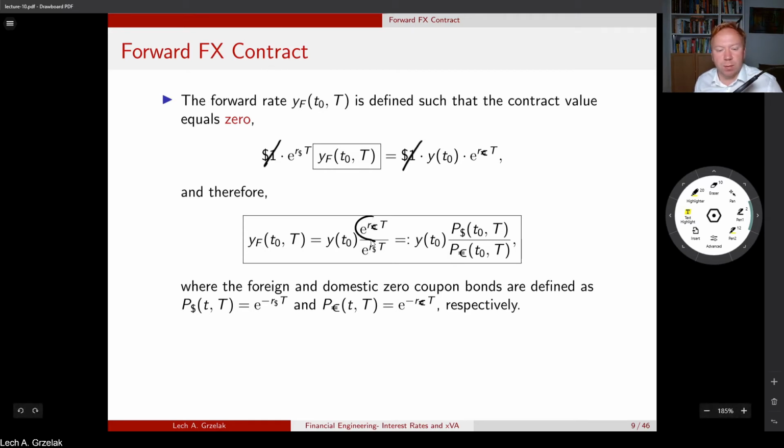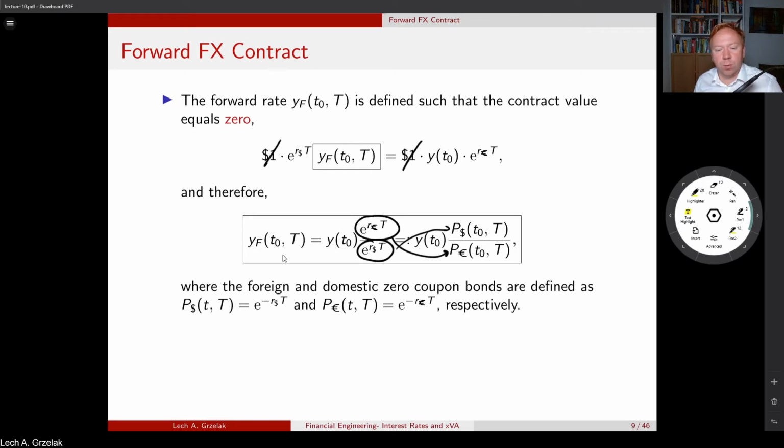And of course, this amount will equal this zero coupon bond, because it's 1 over, and this rate of dollars will equal to here. So it's 1 over, and then we have here. So we see this is the fair value of this forward FX contract.